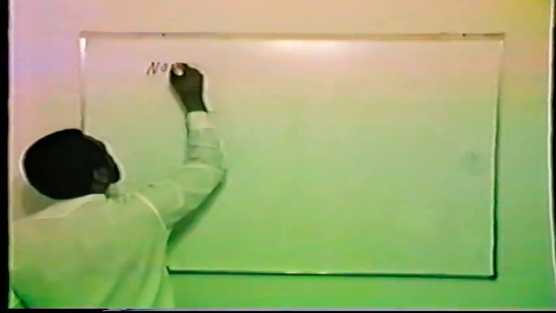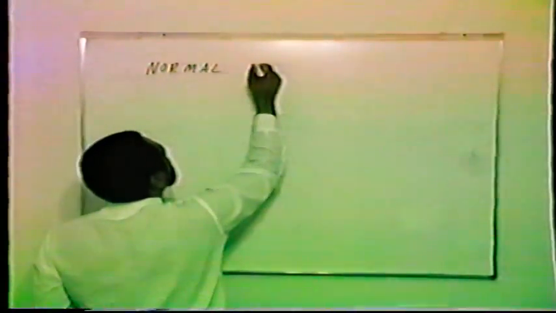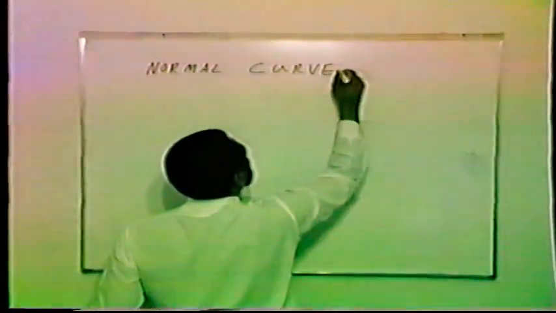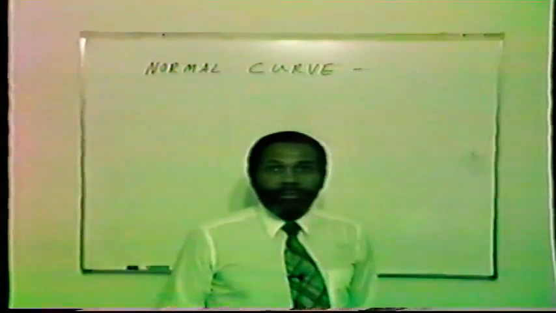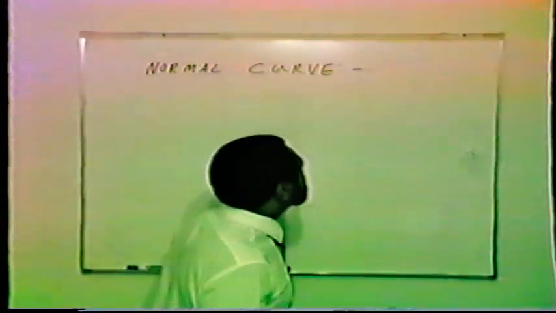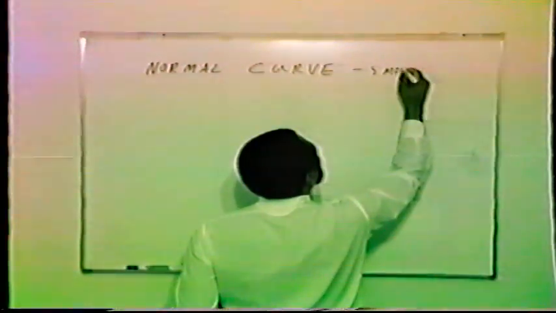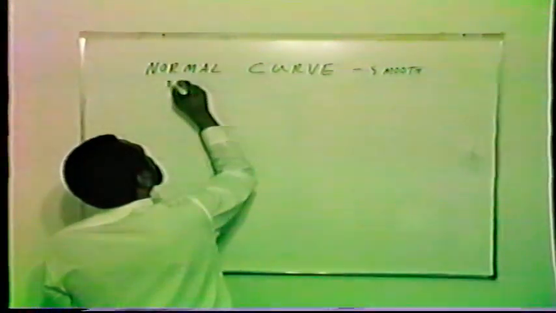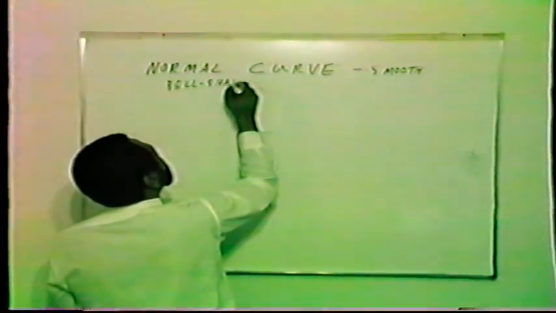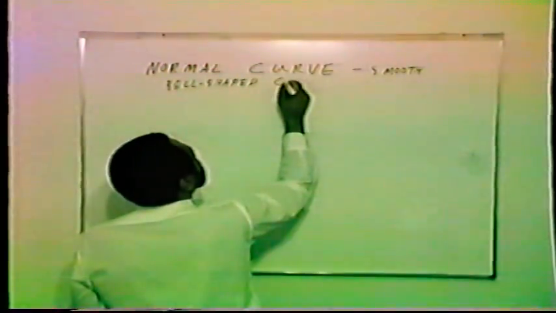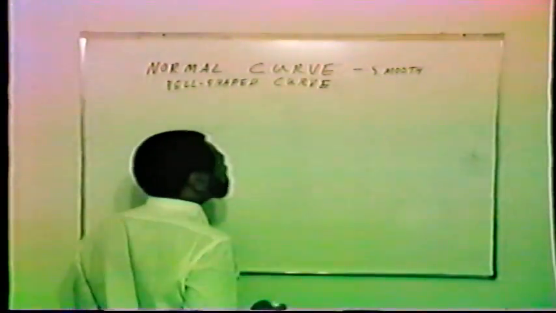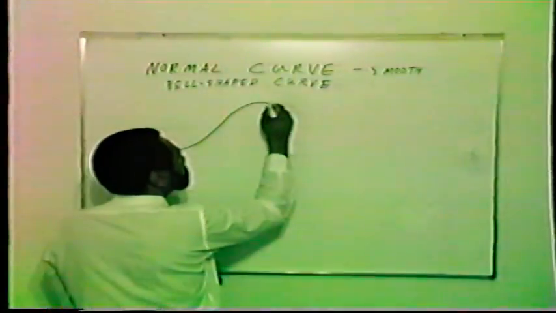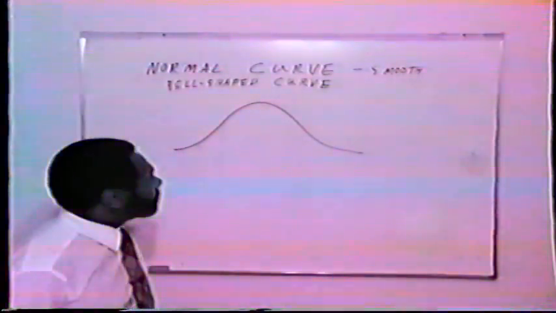This lesson is on the normal curve. A normal curve is a smooth, bell-shaped curve. This is how the normal curve looks.